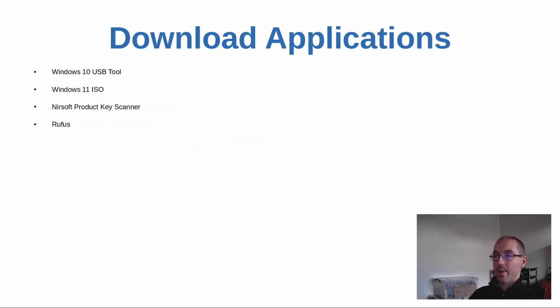You'll need to download some applications in order to proceed with the Windows 11 installation. I recommend creating a backup installation of your Windows 10 just so you can go back to it if you have to. So you'll need a Windows 10 USB tool. You'll need a Windows 11 ISO. You'll need a Nirsoft product key scanner so you can get your Windows 10 product key and record it, because you might need it to install Windows 11. And then you'll need Rufus, which creates the Windows 11 installation USB. I'll show you how to do this now.